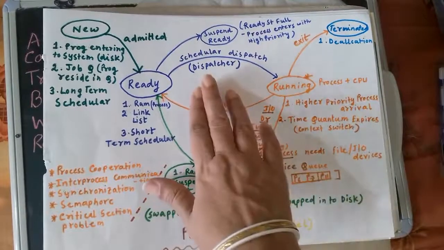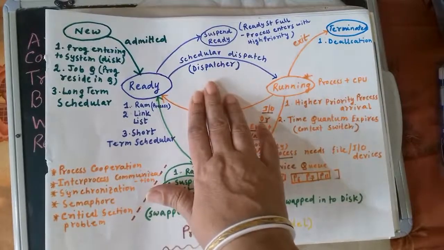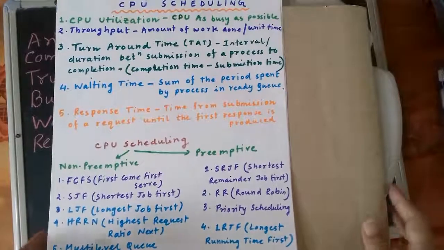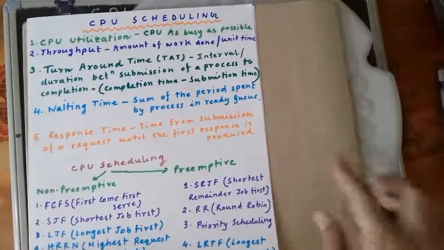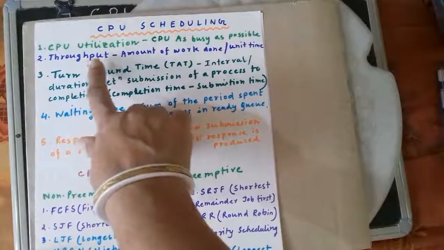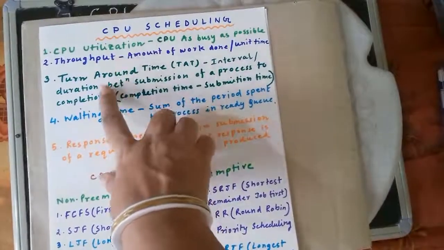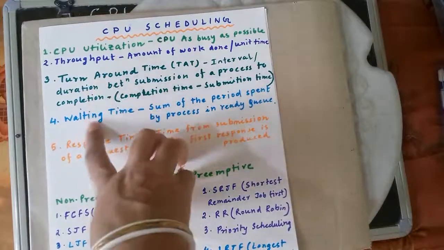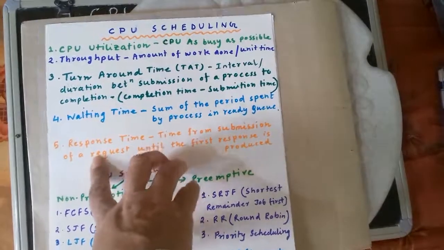Okay, so in the context of CPU scheduling algorithm, we need to introduce some terms. First term is CPU utilization, then throughput, then turnaround time, then waiting time and response time.